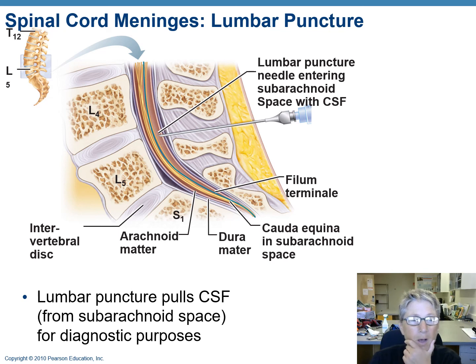This is a cartoon of a lumbar puncture. So you do a lumbar puncture to pull the cerebral spinal fluid from the subarachnoid space in order to test or diagnose different diseases. So if you come over here at the top of the cartoon, you can see we've got a mid-sagittal, or you could call it a longitudinal section through the spinal column and the spinal cord. And then you look inside, and here's the lumbar needle entering the subarachnoid space to draw CSF.